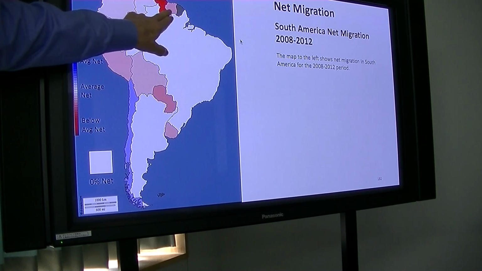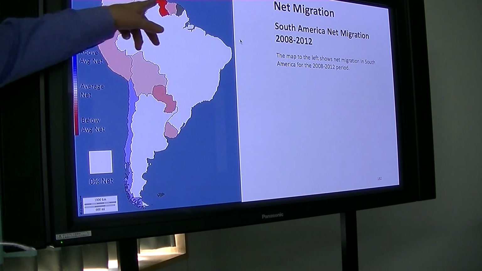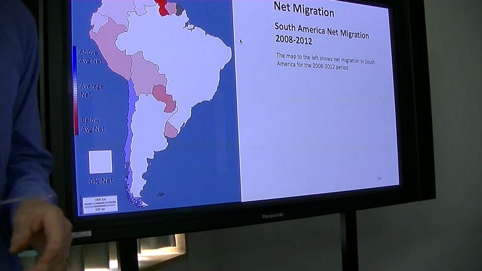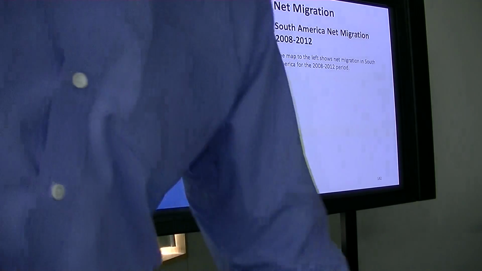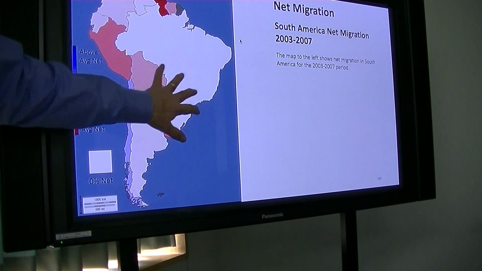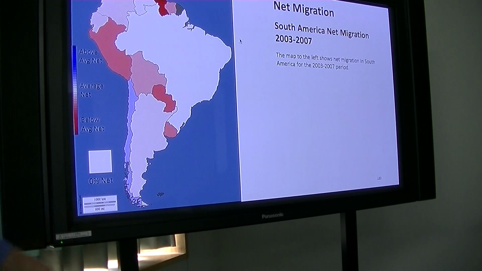So they speak English. So it's just like the Philippines. It's the South American version of the Philippines, where a lot of people go out to get jobs in other countries because they speak English, and they're working as servants. And you see that pattern throughout there, and the flow to Chile.